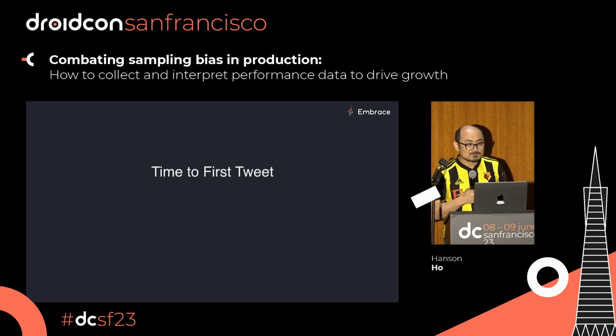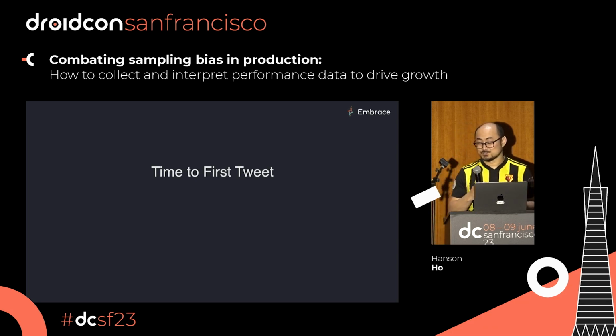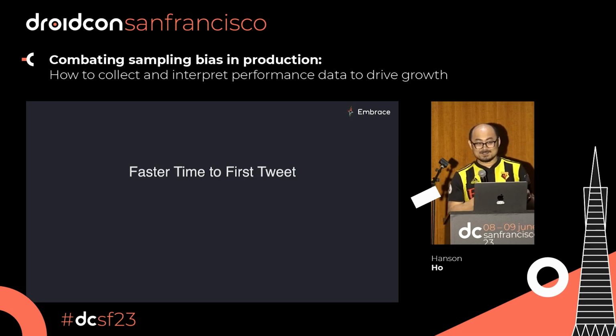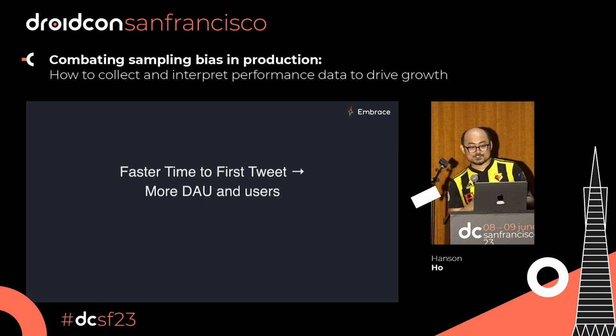Why did we do this? Well, we want to demonstrate our impact. It's hard to quantify what a performance team brings to a company. You have anecdotes, you have gut feel, you have vibe. That's not really enough. With this experiment, we were able to improve time to first tweet greatly. Not only that, it led to a lot more DAU and users.